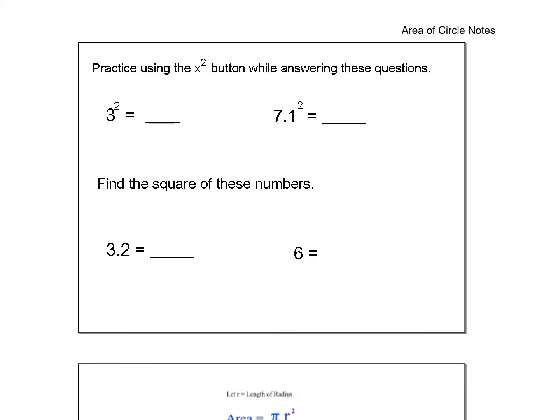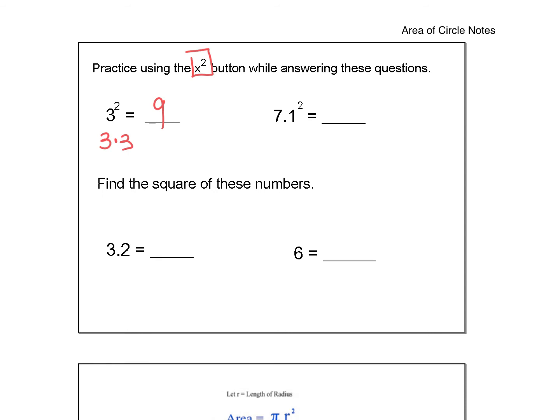All right, so we're going to do a little bit of practice here. Practice using the X squared button while answering these questions. I really want you to focus in on using that X squared button to help you solve these. We'll do a couple of these together, and sometimes they're easy to do in your head, but sometimes they're not going to be as easy. Okay, 3 squared, for example. Remember, when you square something, it just means you're multiplying it times itself. So 3 times 3, well, that's going to give me 9.